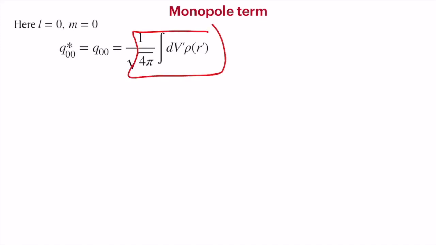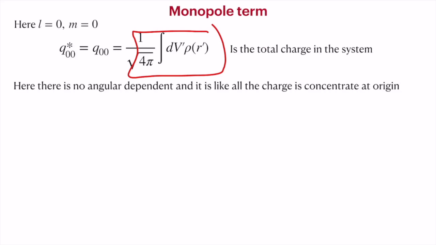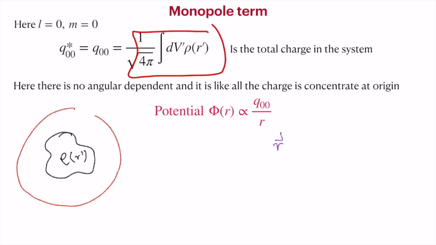Let's take a first look at the multipole moment, the monopole term. L is equal to 0, M is equal to 0. The simplest case, we have a complete integral of density, and that is the total charge in the system. So there is no angular dependency in this case because all the charges are concentrated at the center, they would act like a single point charge or spherical charge distribution. The potential goes as simply Q by R. So that is the usual Coulomb potential.